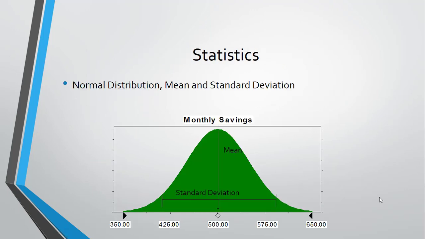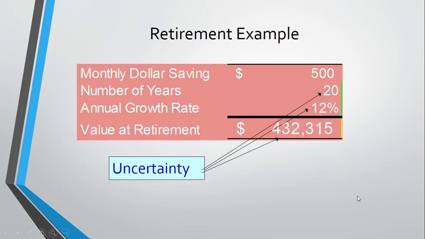You can use some statistics, for example, for monthly savings. We can assume on average you save about $500. That's the monthly savings. It's more distributed. You could save as few as 350 a month, or as high as 650 a month. But most chances are you're saving $500, more or less. That's your monthly savings.